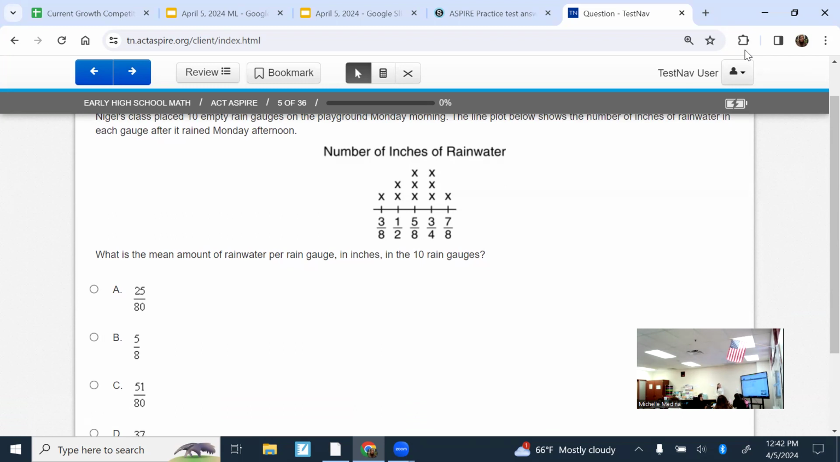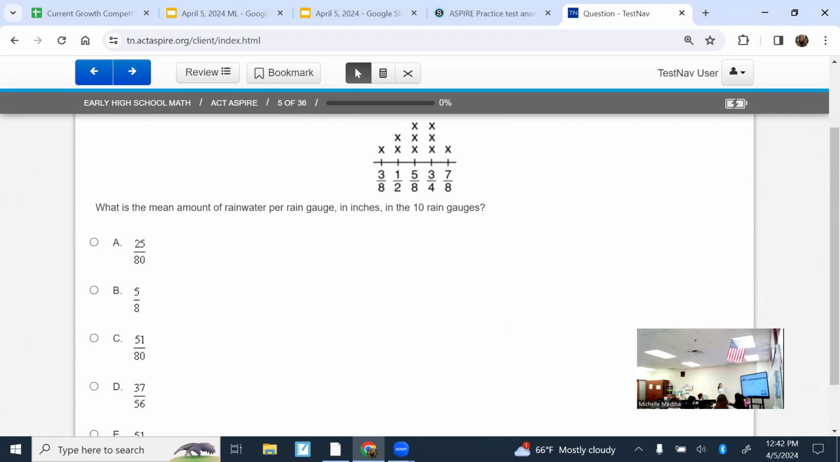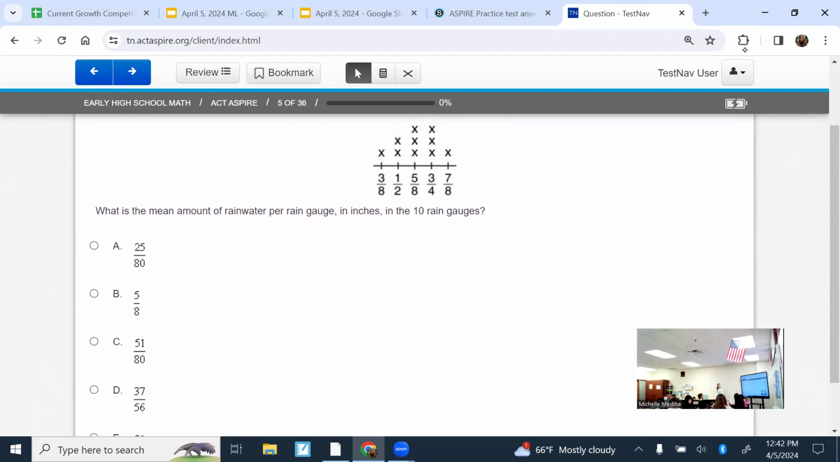All right. So number 5, Nigel's class placed 10 empty rain gauges on the playground Monday morning. The line plot shows the number of inches of rainwater in each gauge after it rained Monday afternoon. It asks, what's the mean amount of rainwater per gauge in inches in the 10 rain gauges?